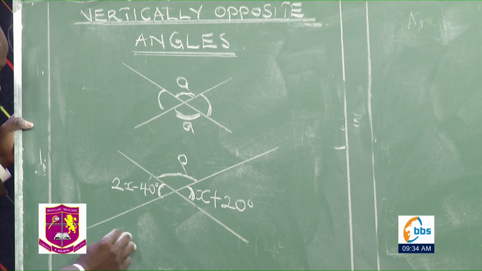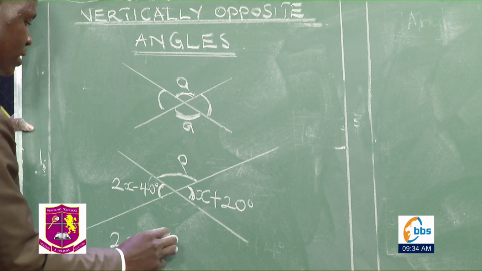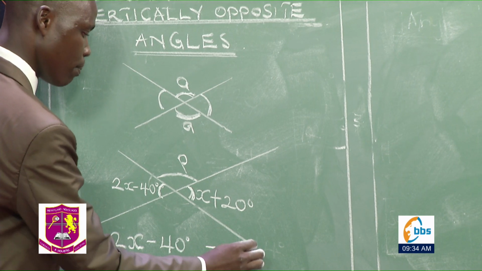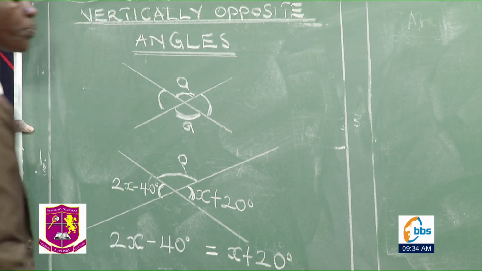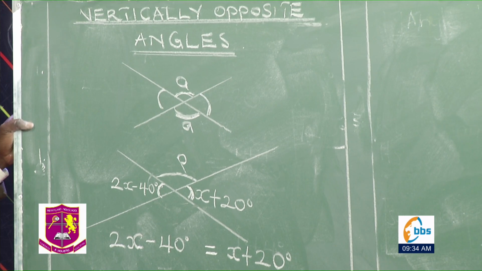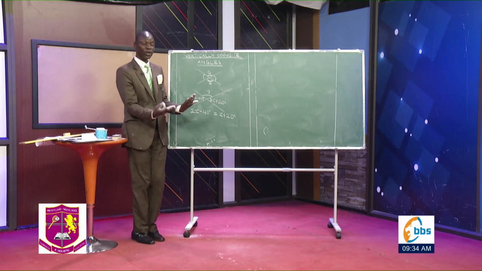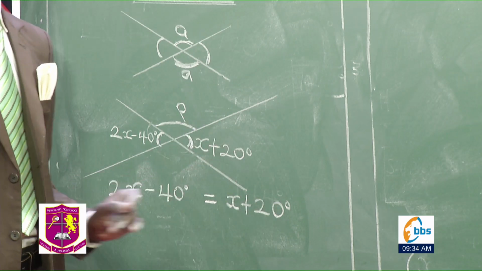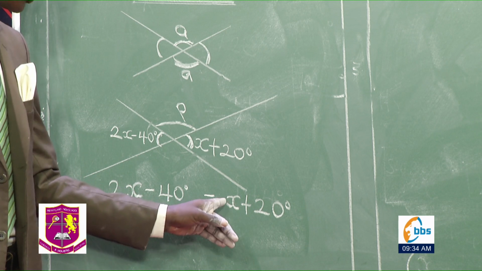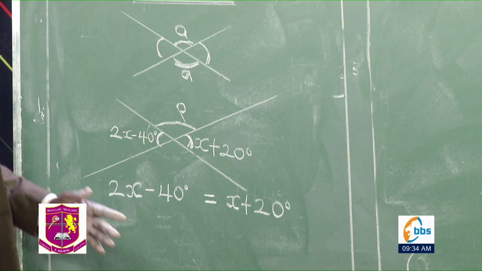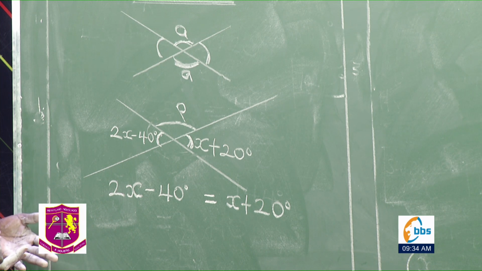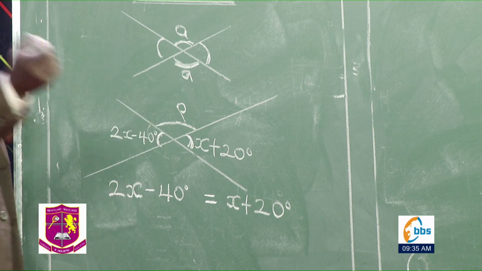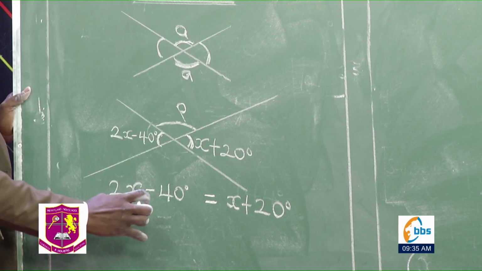So we shall say 2x minus 40 degrees is equal to x plus 20 degrees. At this point, we shall need to collect our like terms so that we can take this minus 40 to the other side. Thereafter, we shall also bring this x to this side so that we collect our like terms. So we shall start by taking the minus 40 to the other side. In algebra, we say every term must move with its sign.